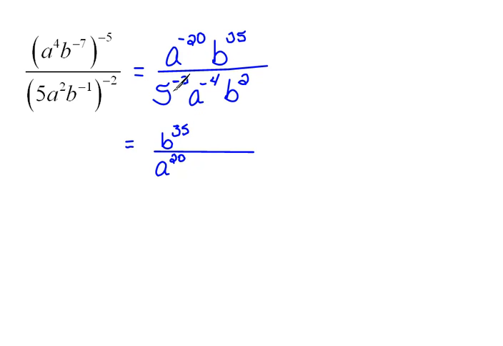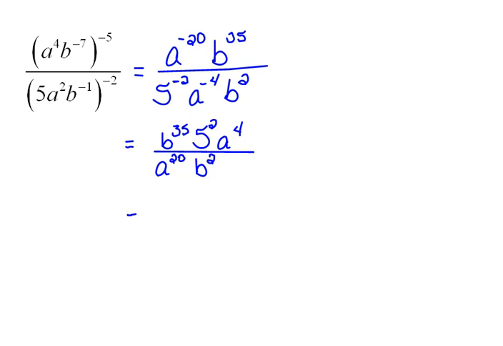Now on the bottom we have 5 to the negative 2. This is telling us it's in the wrong position. It doesn't belong on the bottom. It belongs in the numerator. A to the negative 4, here again, is in the wrong position. It belongs in the numerator. And b squared is just fine because it has a positive exponent, so we're going to leave it where it is.